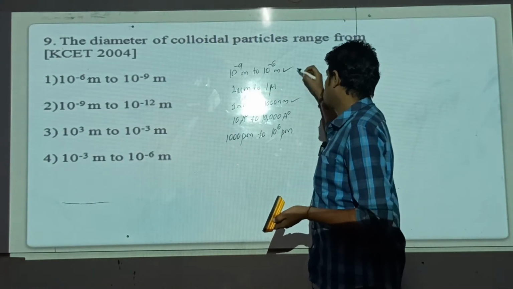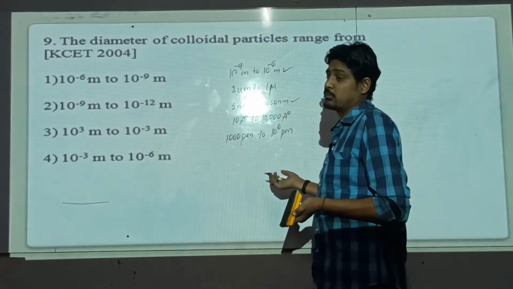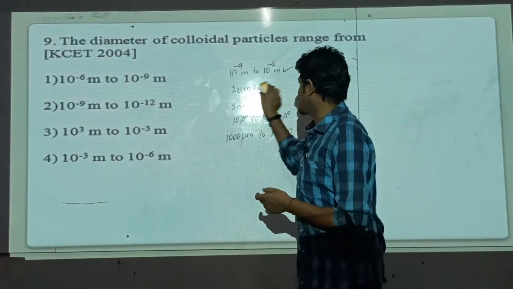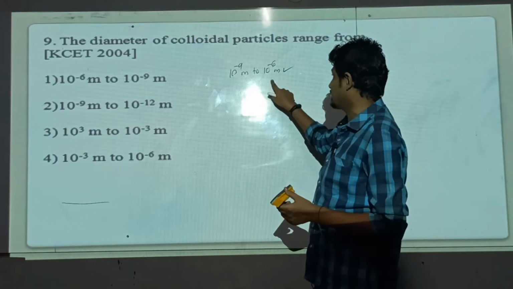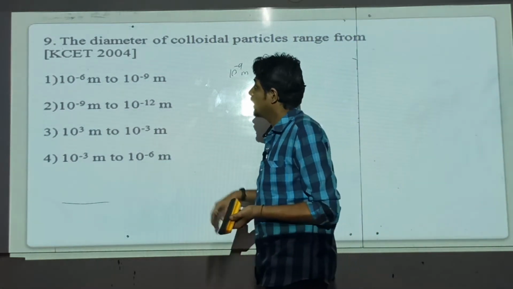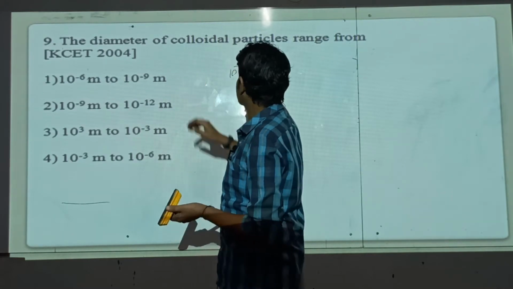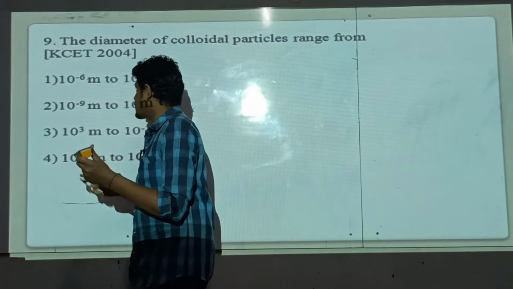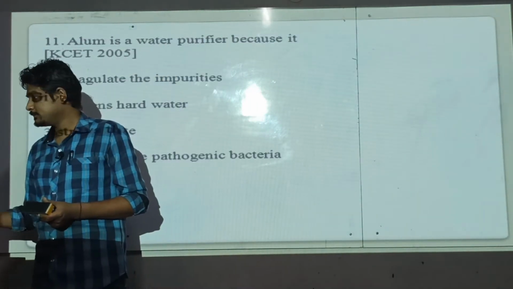Usually they have asked these two, so it is compulsory that you must remember. Among these, now meters they have given. So whichever among the given options resembles this, that will be our answer. The first one is saying 10 to the power minus 6 to 10 to the power minus 9. This will be our answer then. First one is the direct answer they have given. Then moving on.